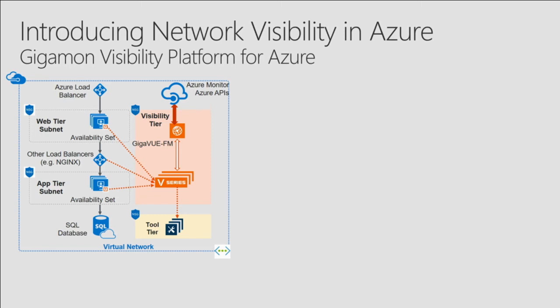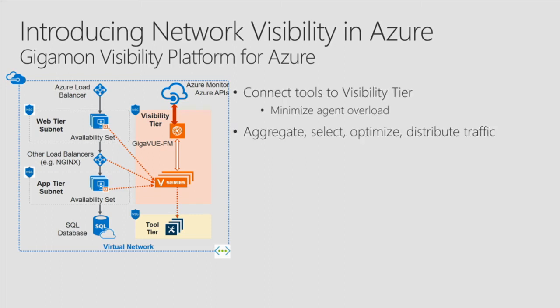And that's where the solution helps. Some of the APIs that Abhishek talked about, we will use those APIs in Azure Monitor or Azure APIs to get the VNet information, the VM information. So we are automatically detecting new VMs as this application scales out. So all this is captured here. So minimize the agent overload.